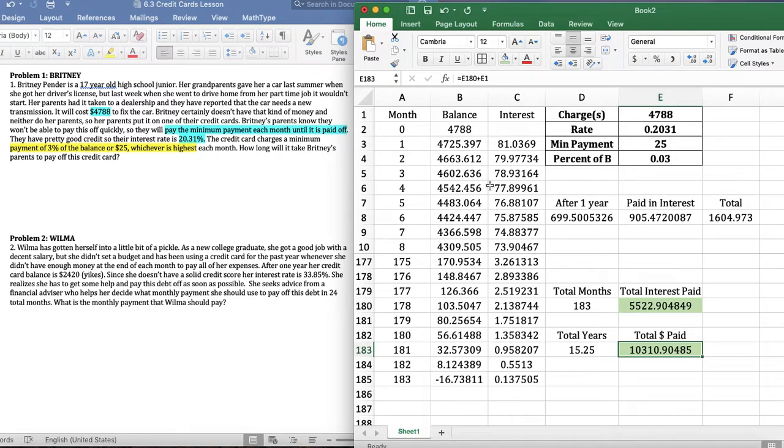So the main reason that we want to talk about this scenario is just so you understand if you make those minimum payments, how long it's going to take, how the interest continues to accrue month after month after month, and how that balance really doesn't change all that much even though you're paying a good bit to the credit card every month. So now we want to talk about Wilma.